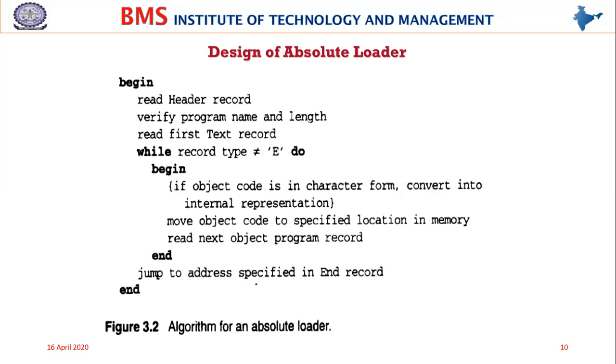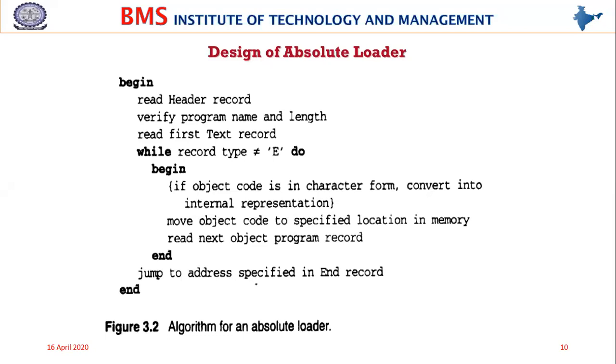After this is done, move the object code. You should remember this, because the same concept will be applied again for the bootstrap loaders and other loaders also. You may get confused about why we are doing these comparisons and shifting and all those things. We will be able to understand that if we have understood this. Once this hexadecimal character conversion, or internal representation, is done, we'll move the object code to the specified location in the memory.